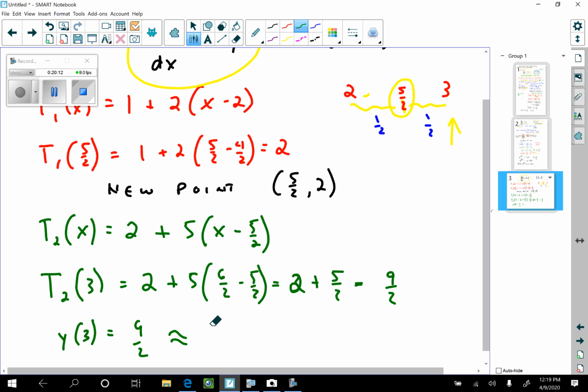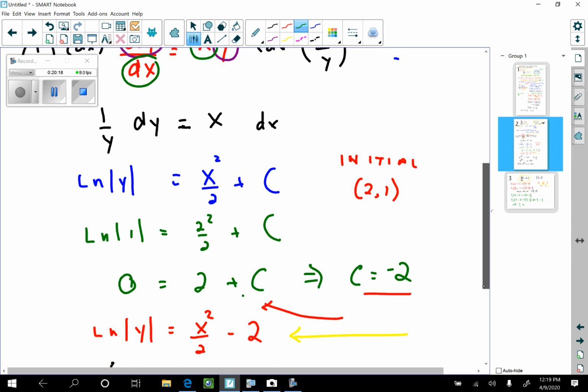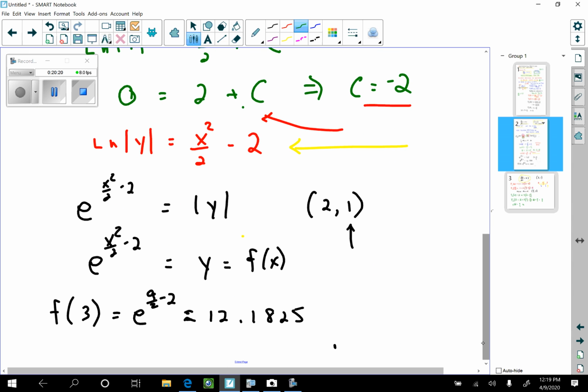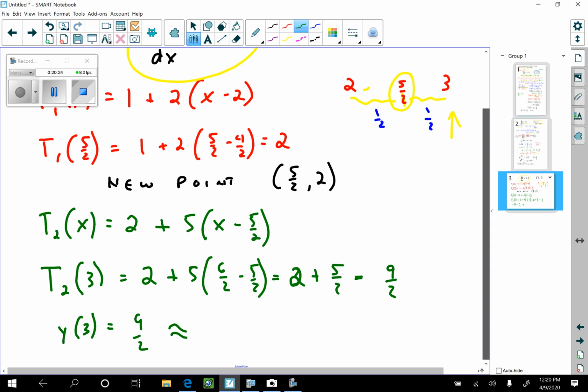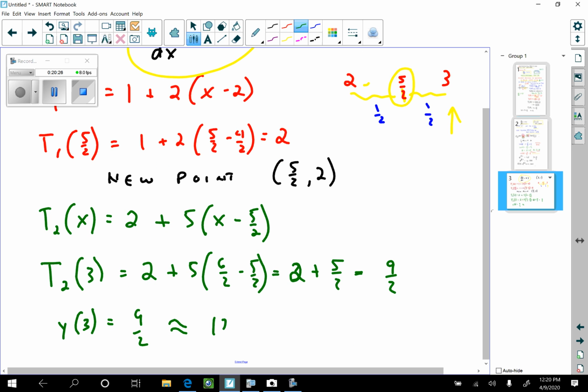Oh, and that's not a very good estimation. And I believe when I went to my prior slide, the actual y value came out to 12.183, if you will. So this is an estimation of 12.183, which is actually equal to y of 3.